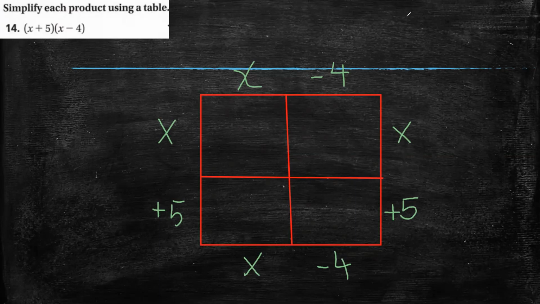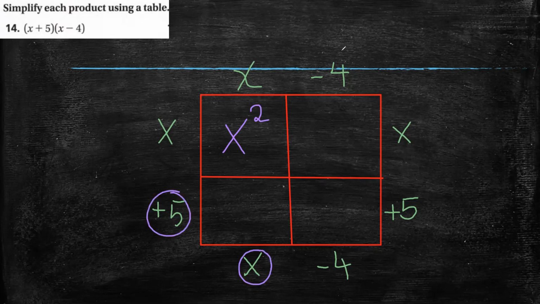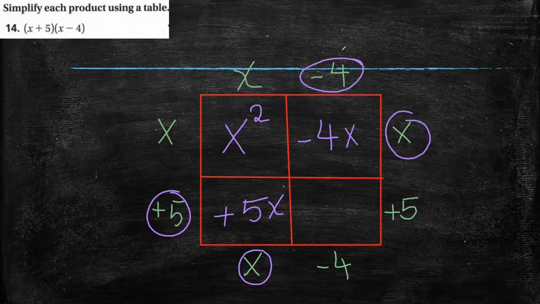Now then, I will multiply, or find the area. Let's do it. The first rectangle here is x times x, which is x squared. The second one is x times positive 5. So what's the answer? Positive 5x. The third one here is negative 4 times x. It will be negative 4x. And the last one is negative 4 times 5, so it will be negative 20. Thank you.